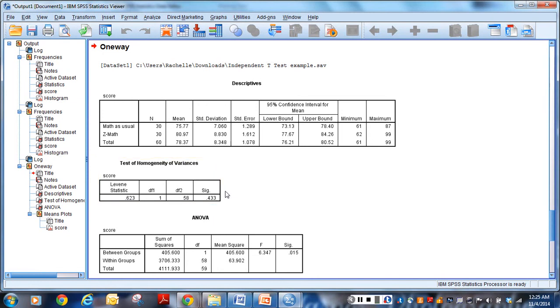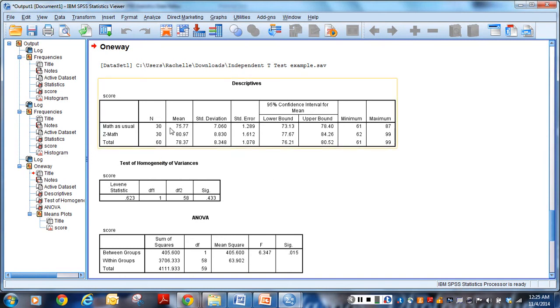So now we can look at our final item on the checklist, which is N, and that would show right here. N is our sample size, and you can see math as usual, we have an N of 30, ZMath an N of 30. So this satisfies the N assumption, stating that each group should have at least 30 people.